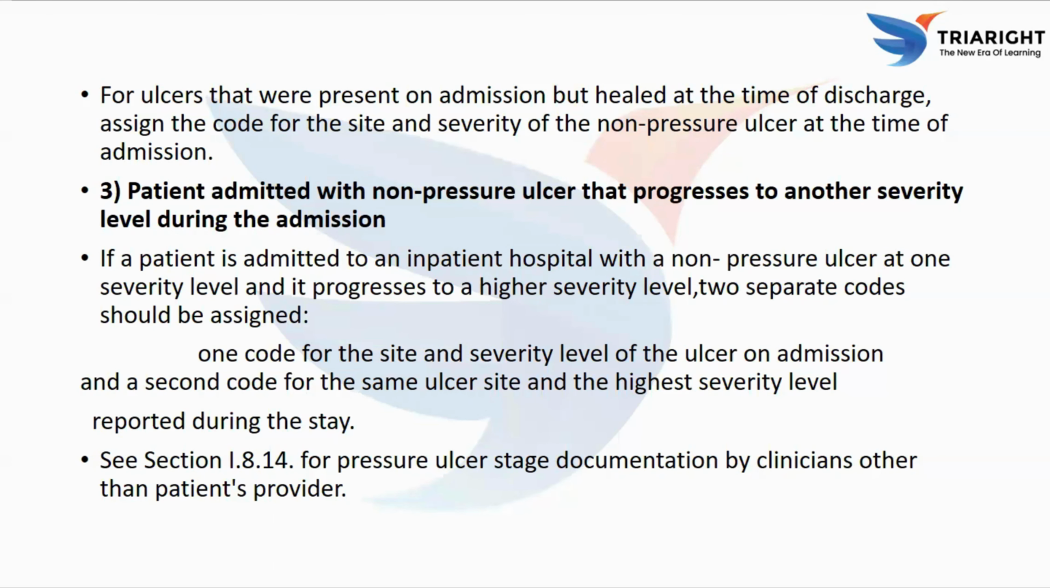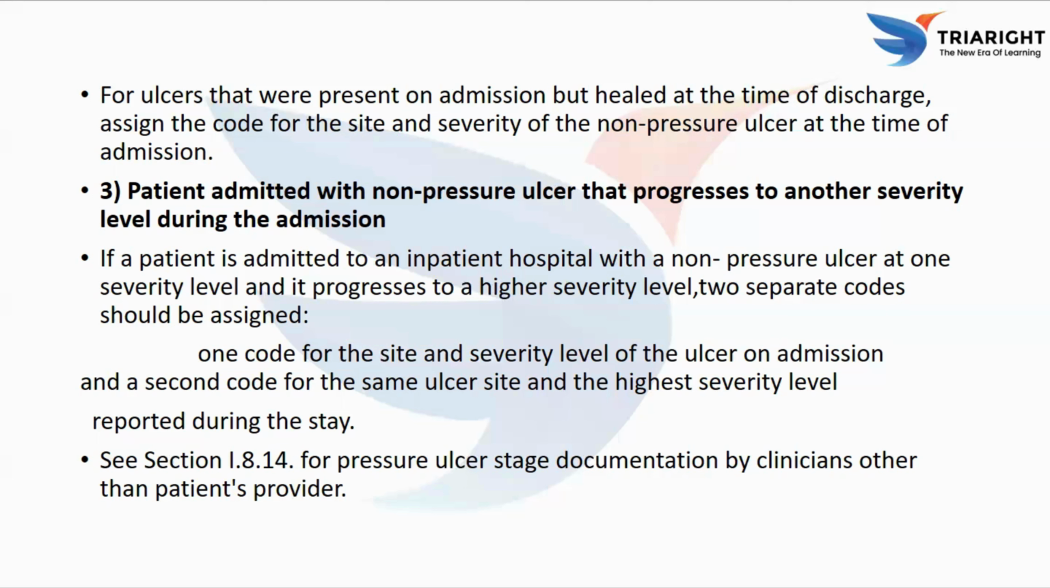Next, a patient admitted with a non-pressure ulcer that progresses to another severity level during the admission. Sometimes a non-pressure ulcer worsens while the patient is hospitalized. What is the coding rule here? If the ulcer progresses to a higher severity level, you have to assign two codes. The first code represents the site plus severity of the ulcer at the time of admission. The second code is the same ulcer site plus the highest severity during the stay.